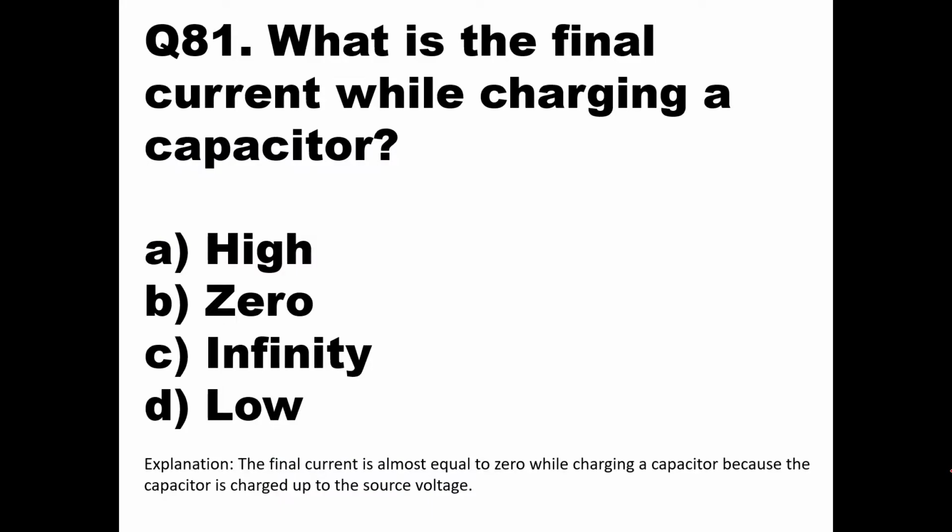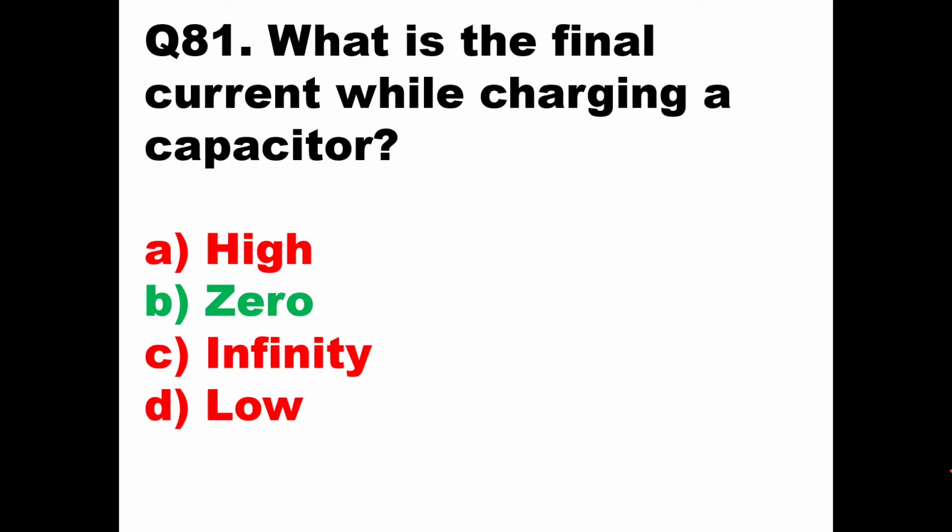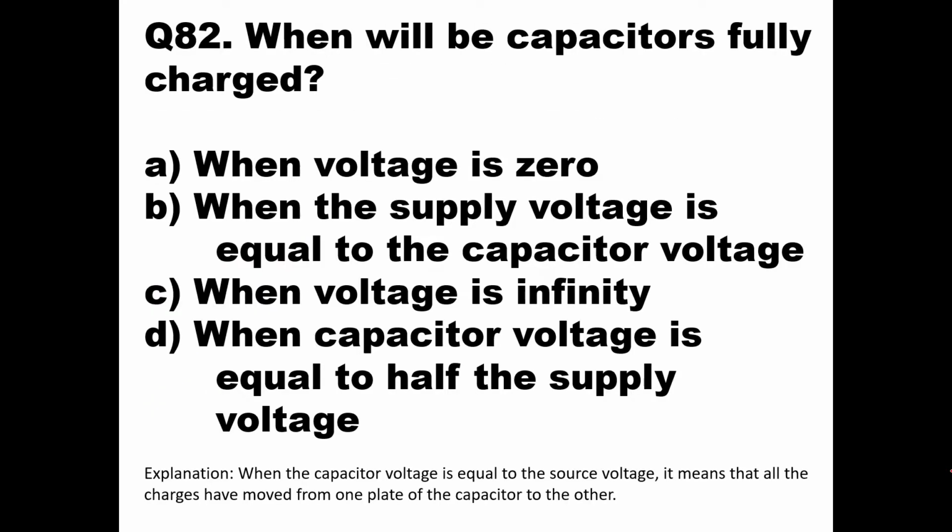Question number 81. What is the final current while charging a capacitor? The final current is almost equal to zero while charging a capacitor, because the capacitor is charged up to the source voltage. So the initial current will be very high, but the final current will be zero. So here option B, zero, will be the answer. The final current while charging a capacitor is zero. Then we'll go to the next question.